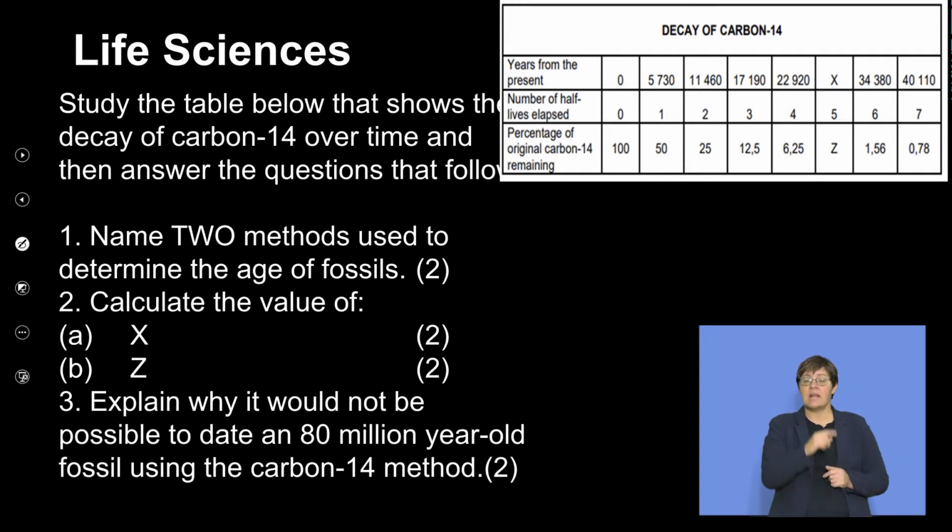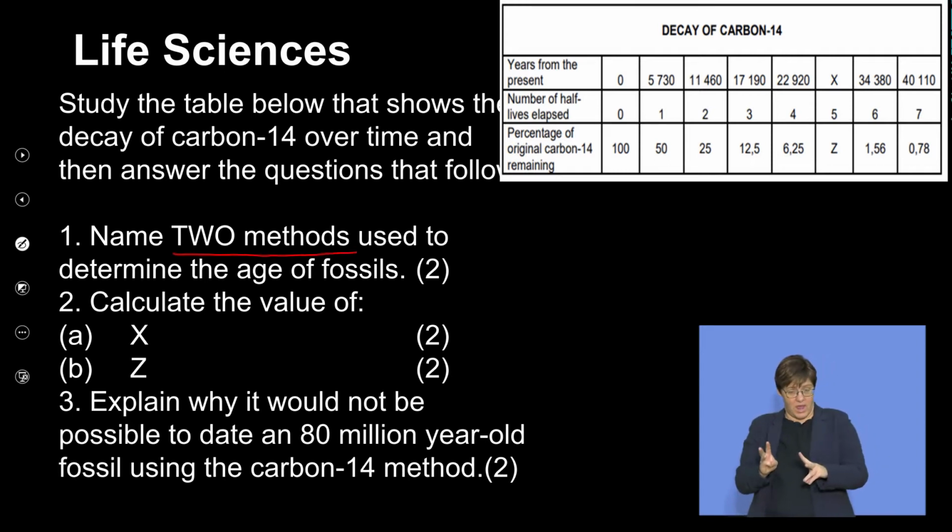First question says, name 2 methods used to determine the age of fossils. And here you would have to write down relative dating and absolute or radiometric dating. Then the next one is calculate the value of x, and then calculate the value of z.